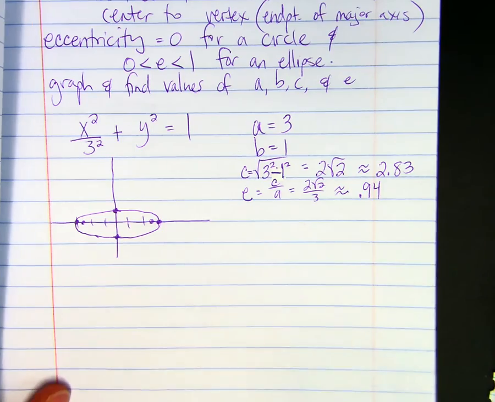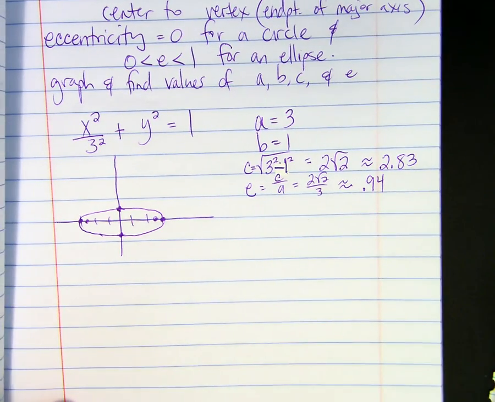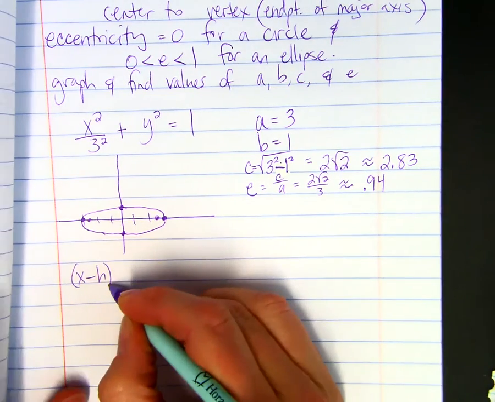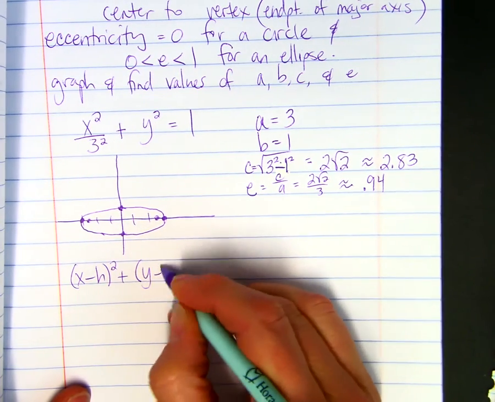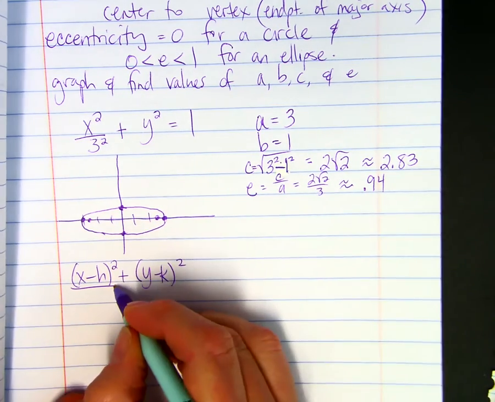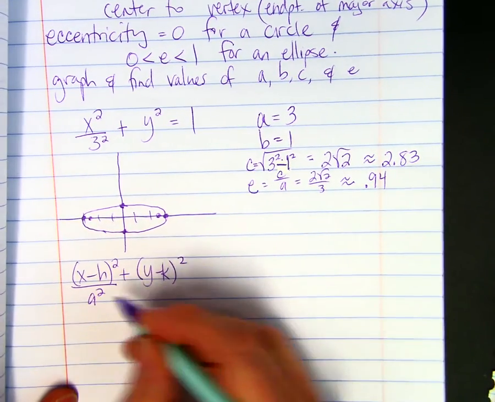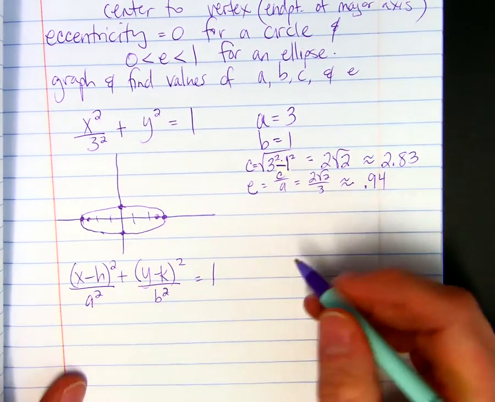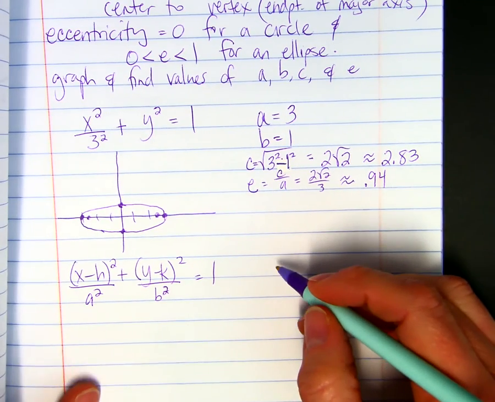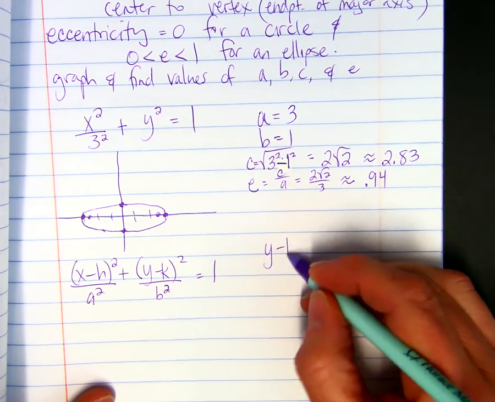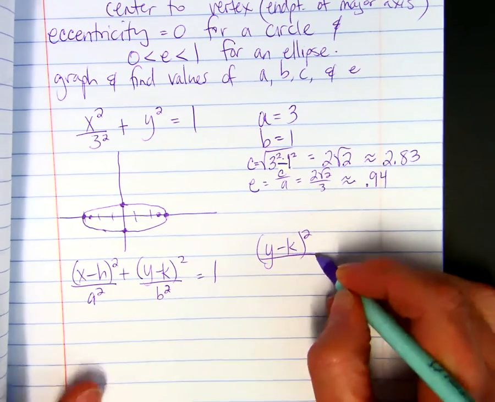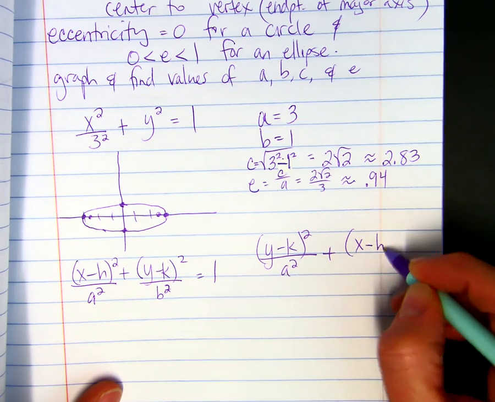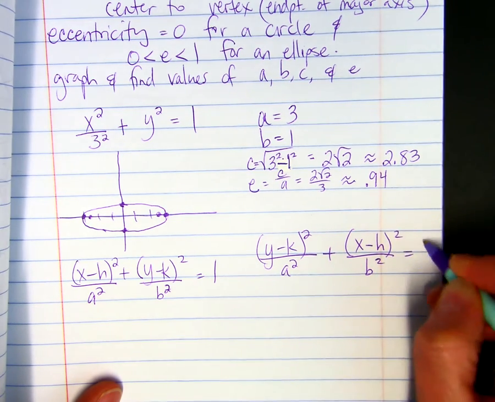Now, if the ellipse is shifted and changes and all that stuff, it looks like this: (x minus h) squared over a squared plus (y minus k) squared over b squared equals 1. Ellipses always equal 1. Or it could be (y minus k) squared over a squared plus (x minus h) squared over b squared equals 1.